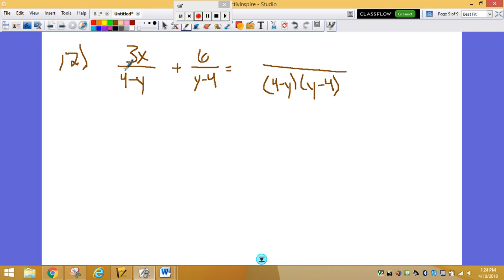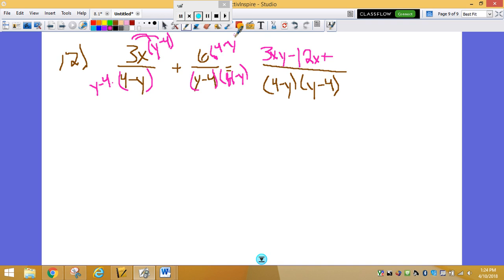So let's start with this first one. I already got the 4 minus y. I just need to add the y minus 4. And if I do it on the bottom, I have to do it on the top. So let's distribute. I'm going to get 3xy minus 12x. It's a plus sign, so I don't have to worry about distributing the minus over. This side already has the y minus 4. I just need to add the 4 minus y. And if you do it on the bottom, you do it on the top.